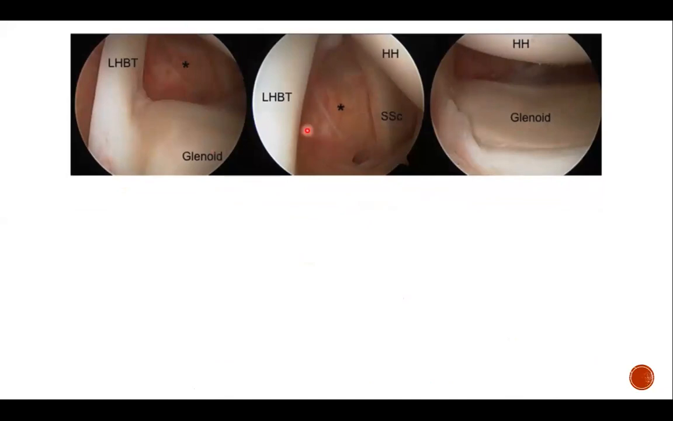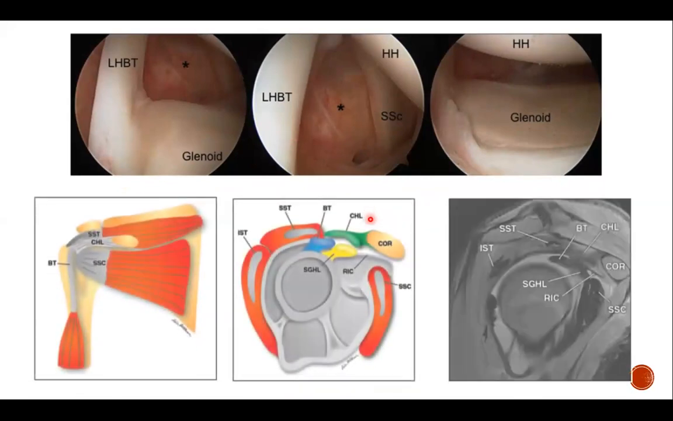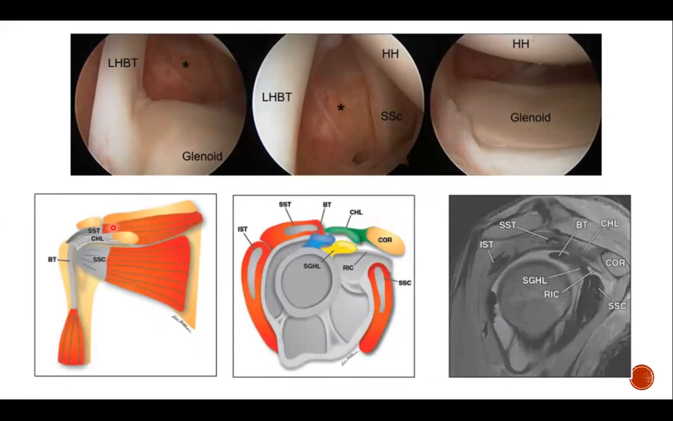This is the rotatory interval between the subscapularis and the supraspinatus muscle, and a pictorial representation. So supraspinatus and subscapularis muscle, and these green, blue, and yellow are the contents of the rotatory interval. This is the biceps tendon, coracohumeral ligament, SGHL, and rotatory interval capsule. The same thing seen on MRI.